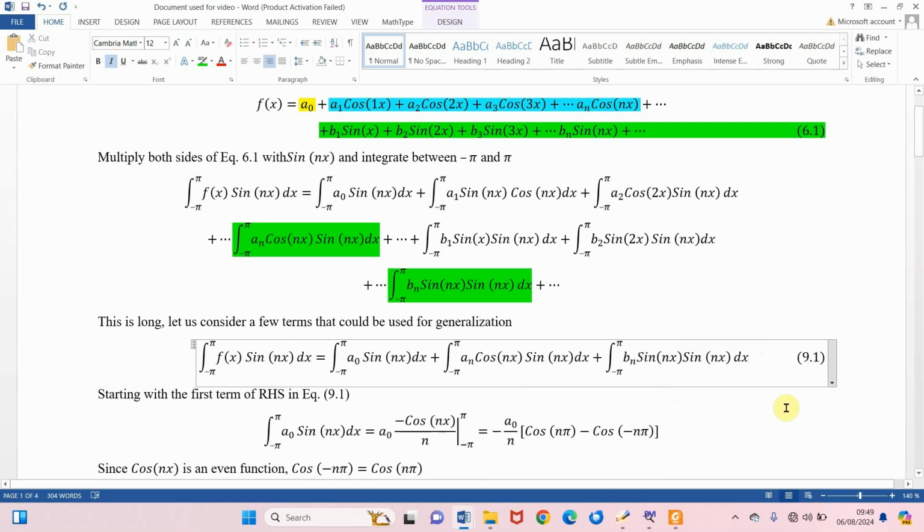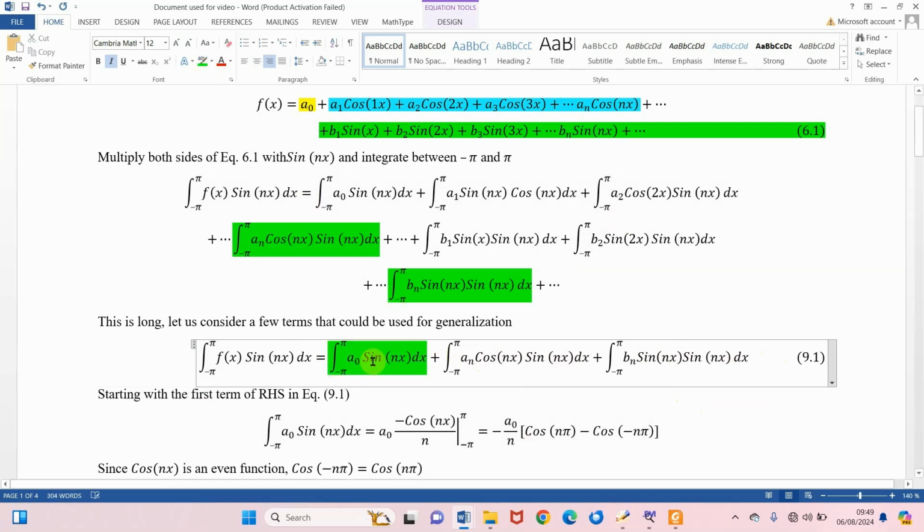Look at this 9.1 very well now. You see that we multiply f of x by sin nx, integral from minus pi to pi, and here we have a naught sin nx dx from minus pi to pi, and here we have cos mx sin nx, and we have sin mx sin nx. Let's start with the first one now. What is the first one? Equation 9.1.